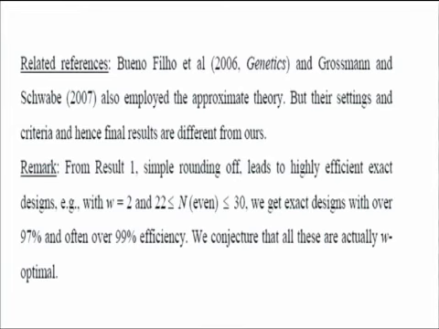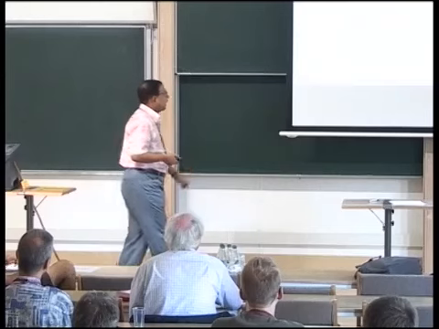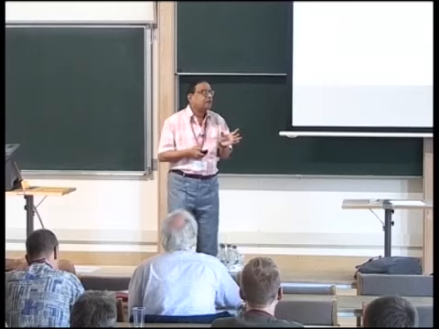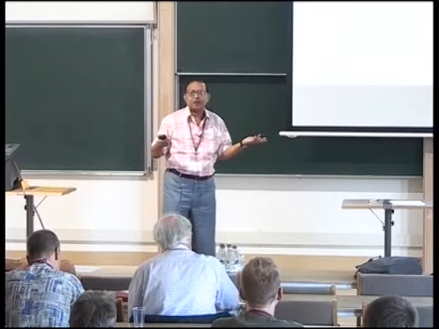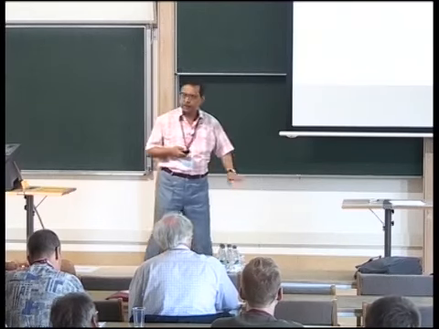Now, from this result, we can get exact designs also by simple rounding off. We can round off the design measure and get the exact designs, and these designs, when I compared them with the optimal approximate design measure, have 97% and often 99% efficiency. And since the optimal approximate design measure is actually unattainable with a finite number of slides, we conjectured that all these are W optimal.